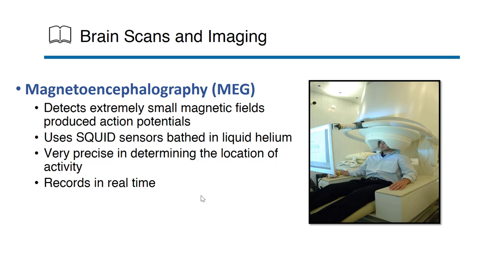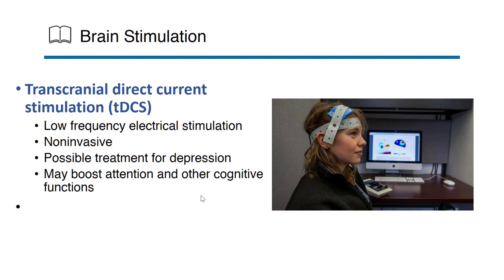Now, there's also ways to stimulate the brain and look for changes in behavior. One's called a TDCS, transcranial direct current stimulation. And this is where you are running a very low frequency electrical stimulation, this is non-invasive, through the brain. And you're stimulating different parts of the brain, and you can look at how it might boost attention, boost cognitive functioning. But it may be a possible treatment for depression. I think there's a lot of work that still needs to be done on this, but I think the early research is showing some promise.